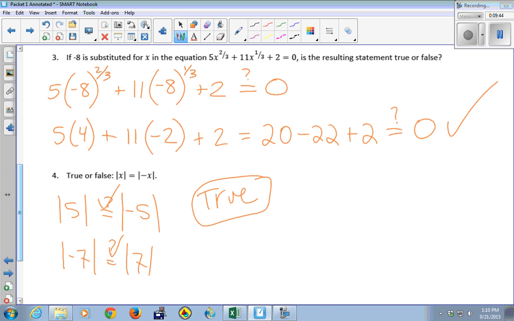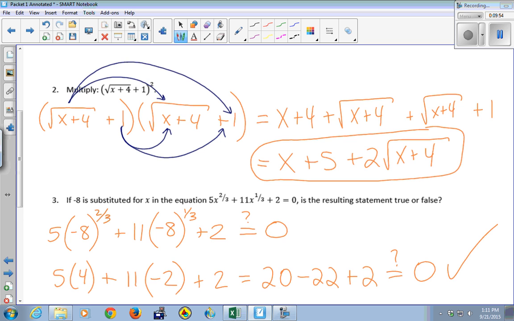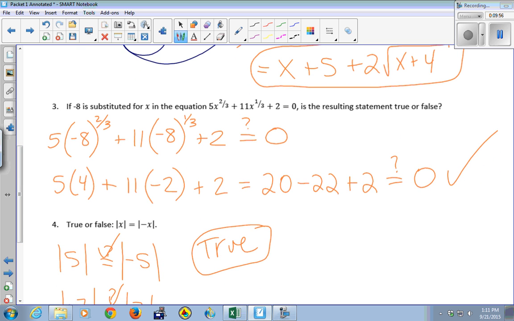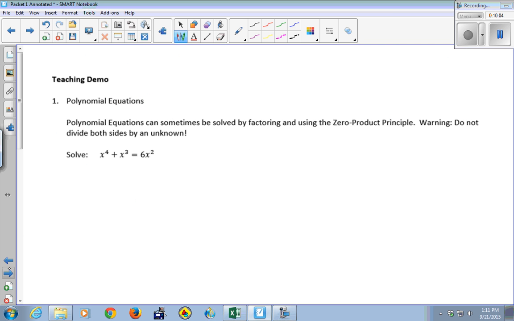All right, so you might be able to guess from the preview exercises what kind of equations we're going to be learning how to solve today. Polynomial equations, radical equations, equations with rational exponents, and absolute value equations. All right, so the first one, polynomial equations. They can sometimes be solved by factoring and using the zero product principle. That's our only hope for polynomial equations as of today, right?